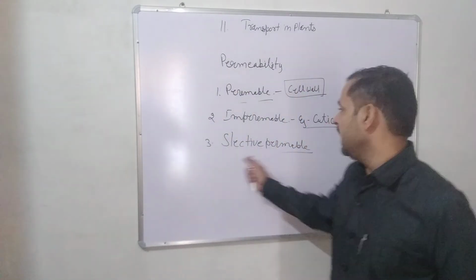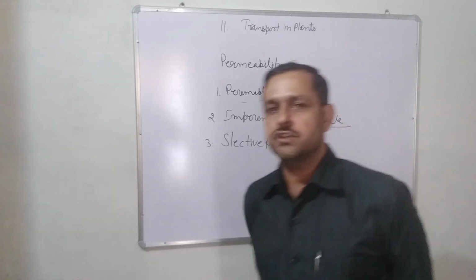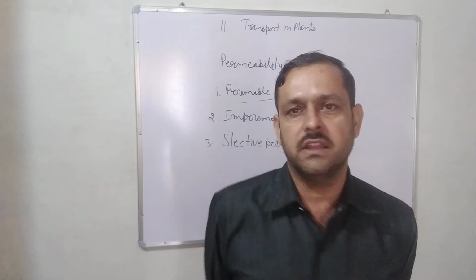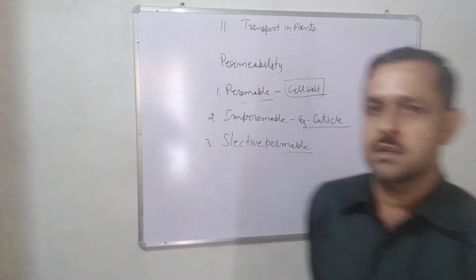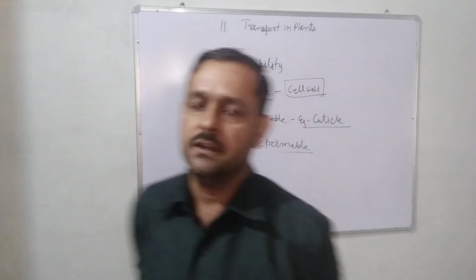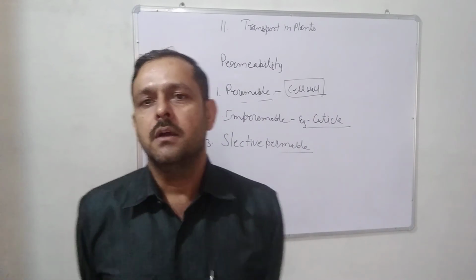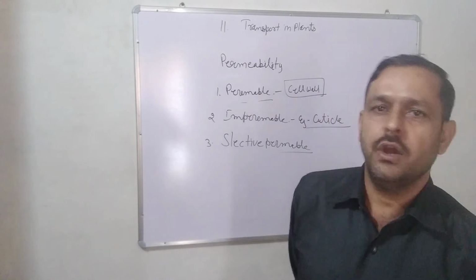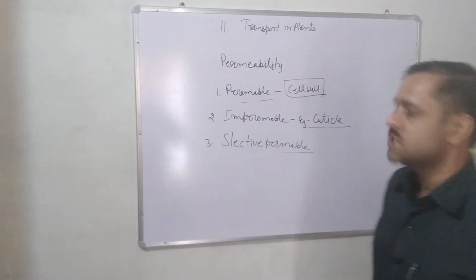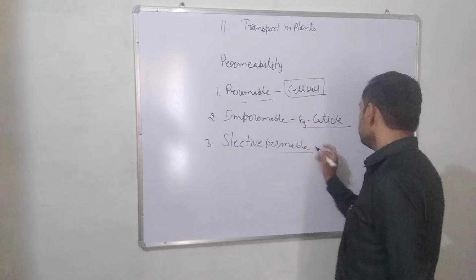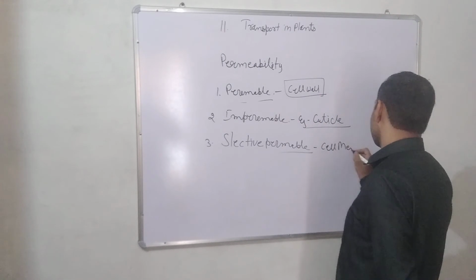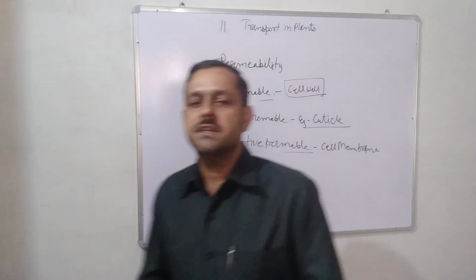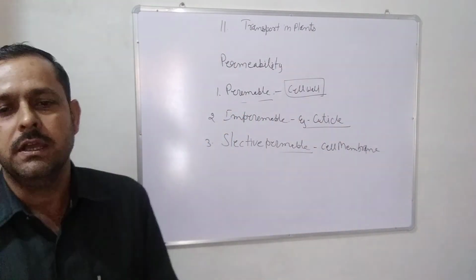And third is selective permeable, and first of all it is called semi permeable because the water is passed through this membrane but solute cannot be passed. But after some time scientists studied that some solutes, or parts of solutes, are also passed through this membrane, so it is called semi permeable or selective permeable. Example: cell membrane or plasma membrane is the example of selective or semi permeable.